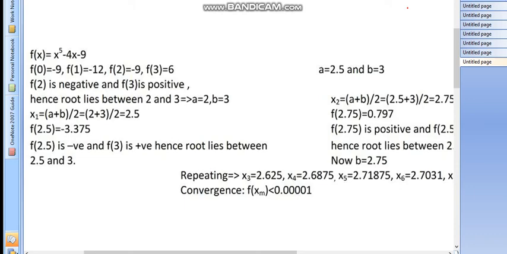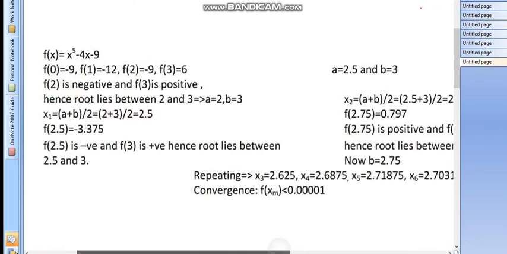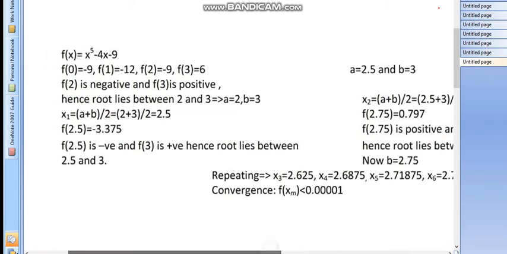Okay, let us consider an example for this bisection method. Let's consider an equation like this: f of x equal to x to the power 5 minus 4x minus 9. Now, the first step is to find the value of f of 0, f of 1, f of 2, f of 3, etc.